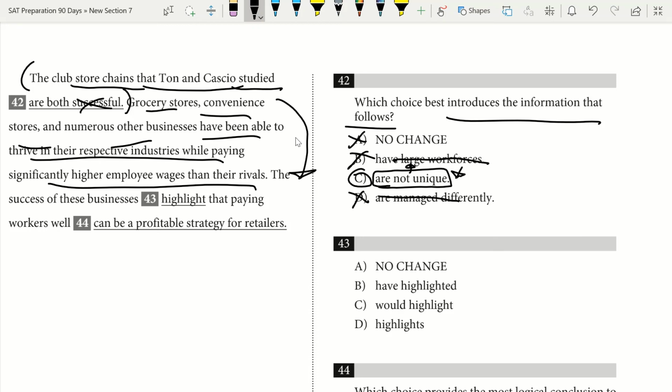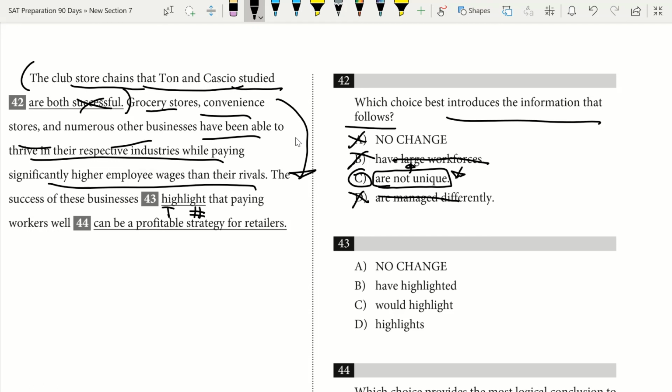All right, 43. The success of these businesses highlight, that needs to be highlights. How did I know that? Well, anytime I'm dealing with a verb like this where I need to determine my tense and my number, okay, so anytime I see a verb mid-sentence, in this case my verb is highlight, and you can put this in your notes if you want. Anytime you see a verb mid-sentence, look to match in number, so I'll put a number sign there. You want to look to match your number and T for tense, okay?